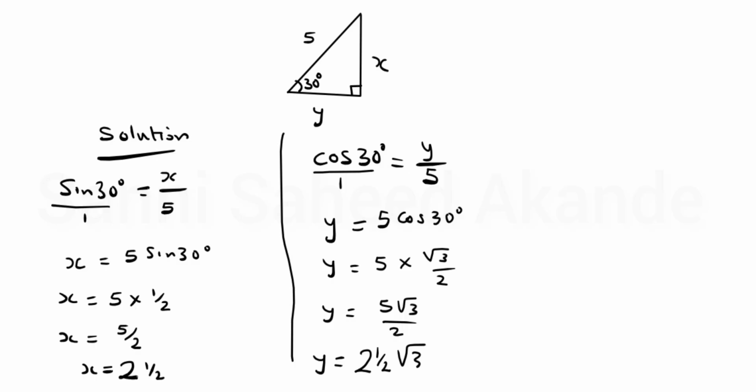Understood? Okay, so let's take a look at another question so that we understand this properly. You see this shape given to us. Here we have 10, here we have y, and here we have x, and this is 60 degrees. And this is 90 degrees. We want to find x and y.